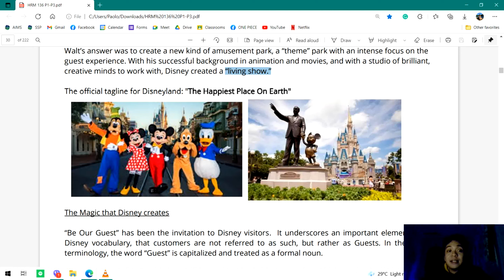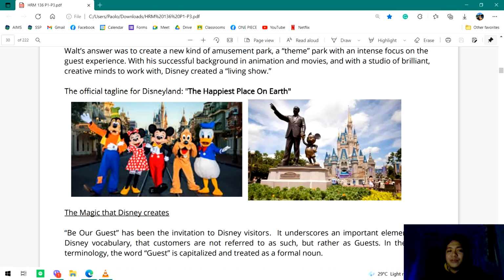The magic that Disney creates. So be our guest. Kanta na ano, 'di ba? Kanta sa ano tawag dito? Kanta sa, what do you call that? Beauty and the Beast. Be our guest.